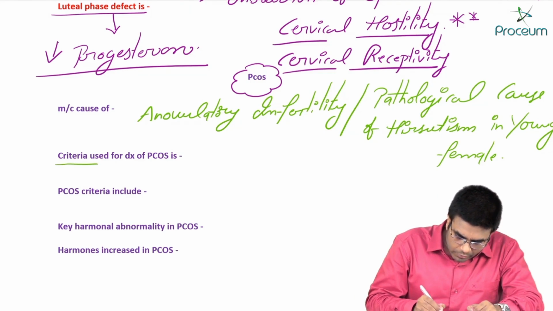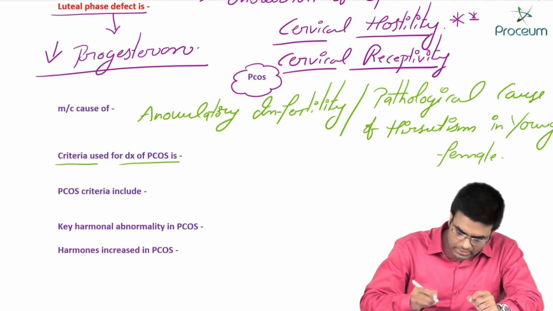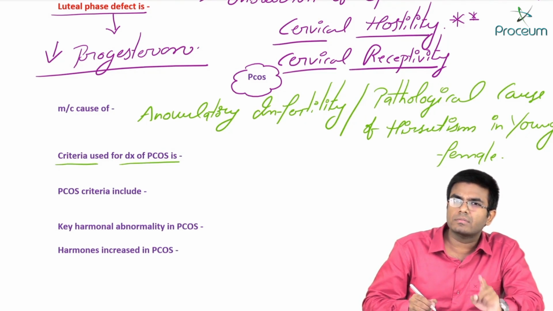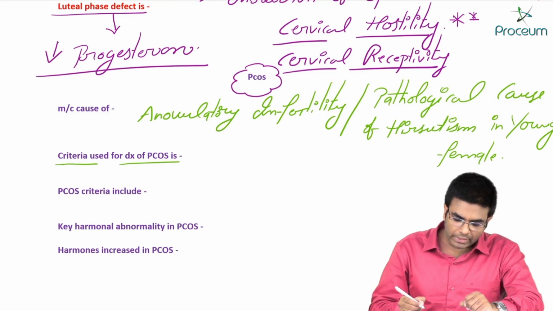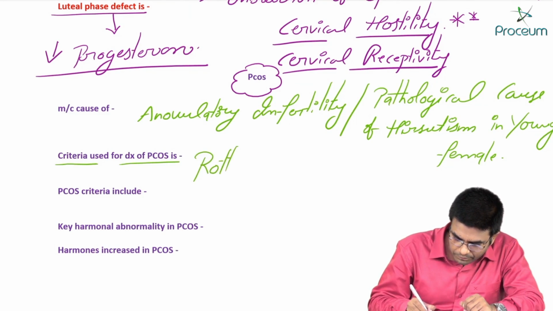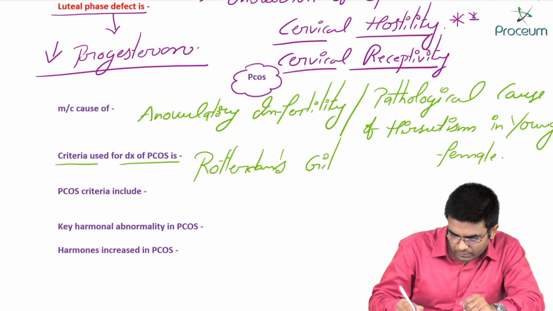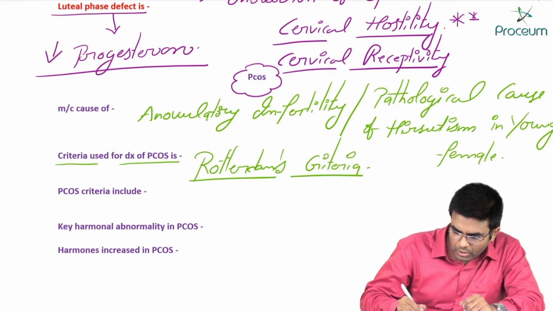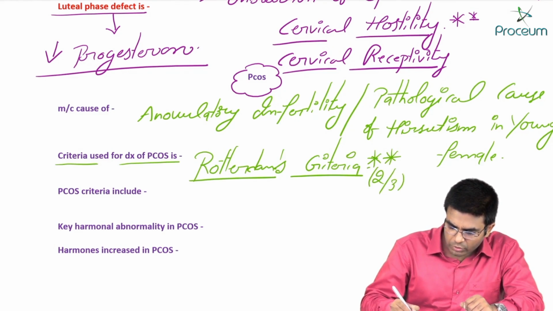So what is the criteria used for the diagnosis of PCOS? The criteria used is Amsel's criteria? No. Where do we use Amsel's criteria? Bacterial vaginosis. Okay, don't forget. Now here the criteria used for diagnosis of PCOS is Rotterdam's criteria. Okay, at least 2 out of 3 criteria should be met.